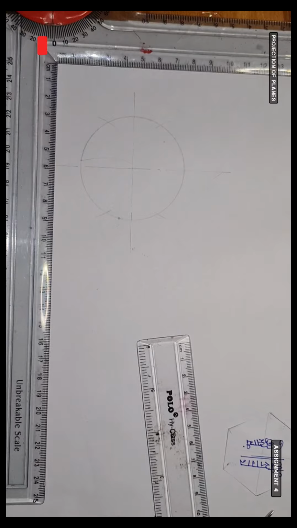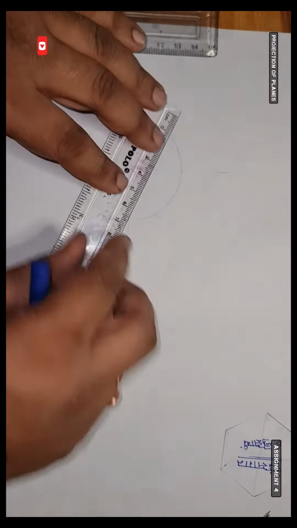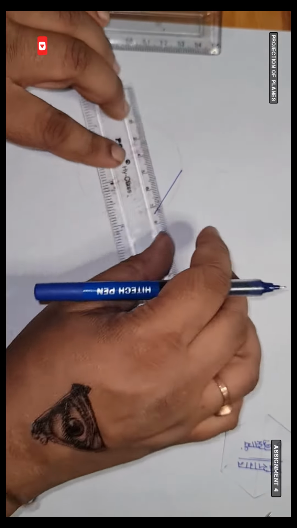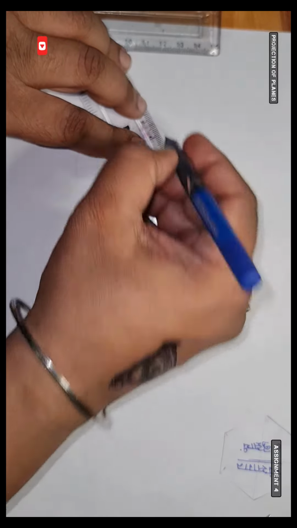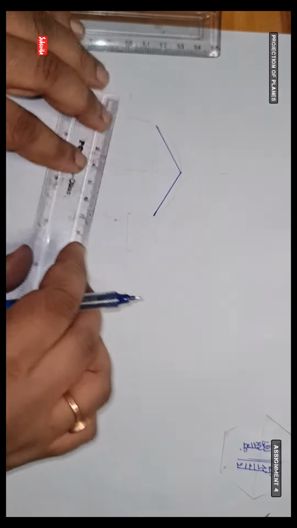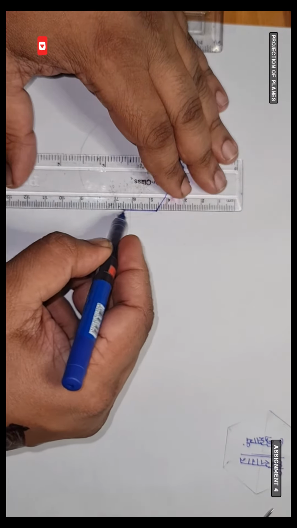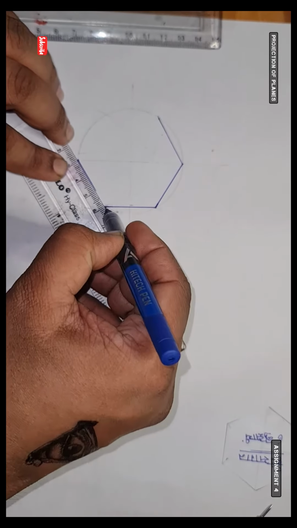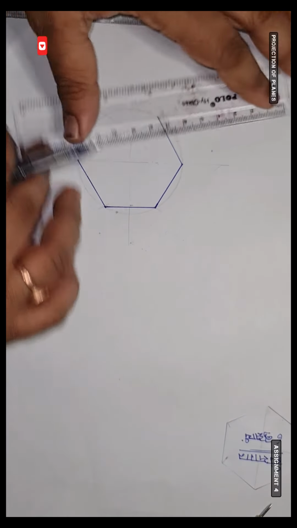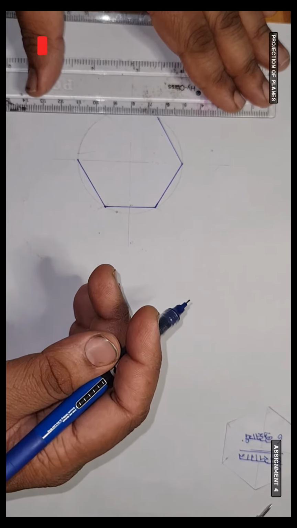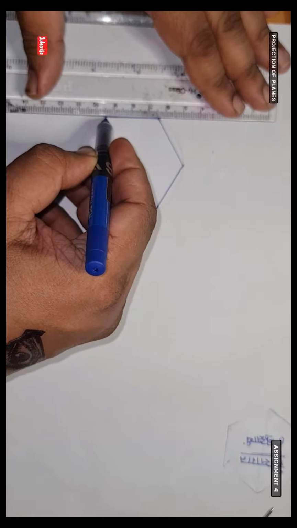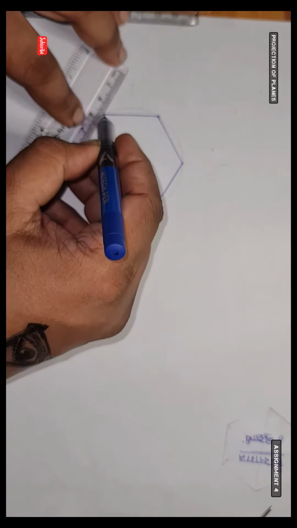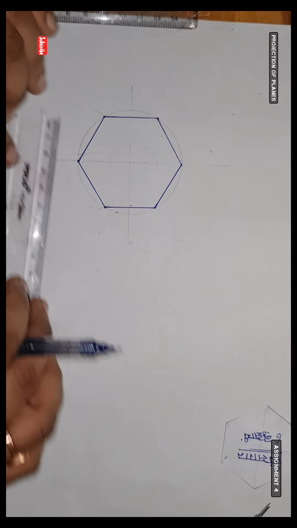Now you join it and you will get the perfect hexagon. If you join carefully, then all the sides will become 30 mm automatically. Exactly all the sides would come at a distance of 30, and every angle between the sides is 120 degree.